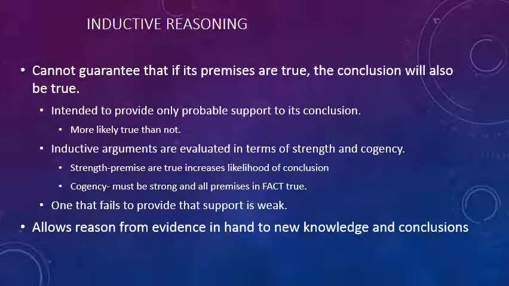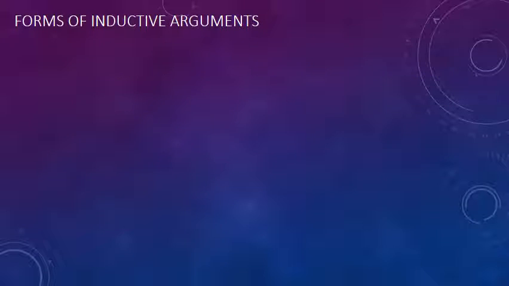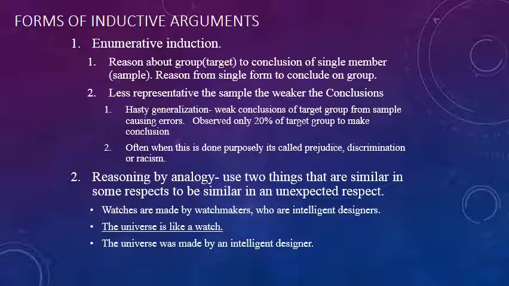Another example that you can get into is from your book. It gets into this idea, and it talks about some of the different examples as well. Now, there are 3 basic types of inductive reasoning. Okay, the first type is what's called enumerative induction. This is reasoning from a group or target to a conclusion about a single member, or reasoning from a single member to form a conclusion about the group itself. It can go either way.